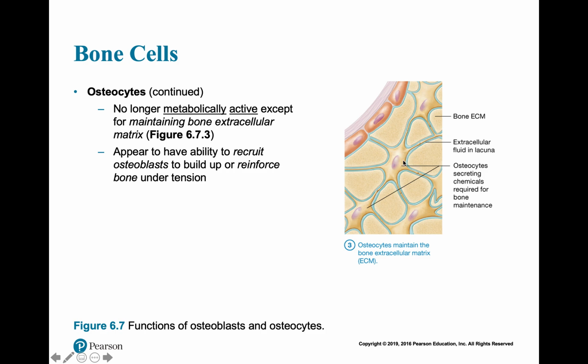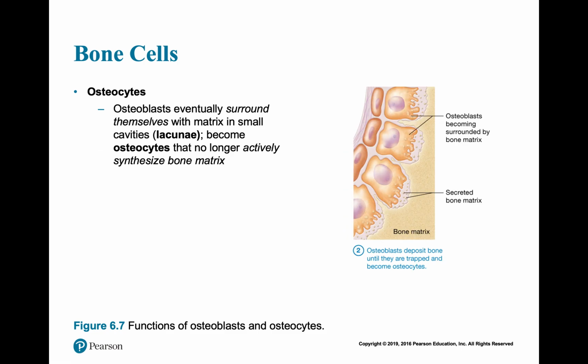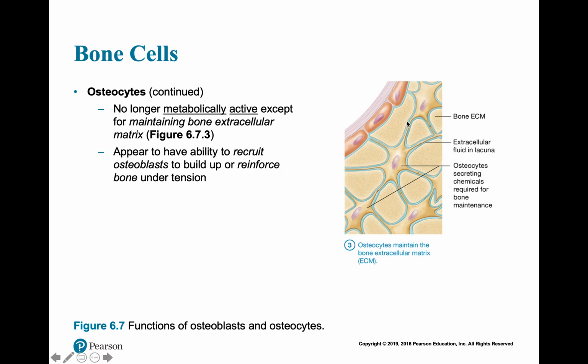But their job is really just to maintain the bone extracellular matrix. They don't deposit more. And so this is an osteocyte. It looks pretty dramatically different from a younger osteoblast because you see these long cytoplasmic extensions. These extensions connect to and allow for communication between osteocytes. So osteocytes aren't completely secluded. They connect to and can communicate with neighboring osteocytes.